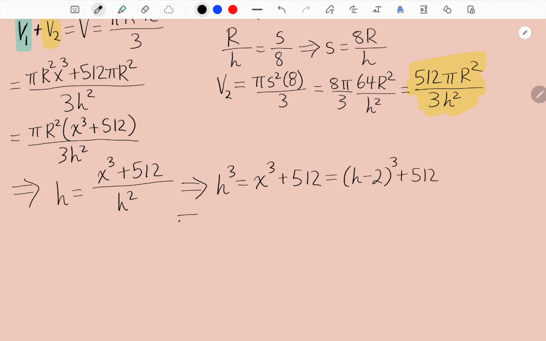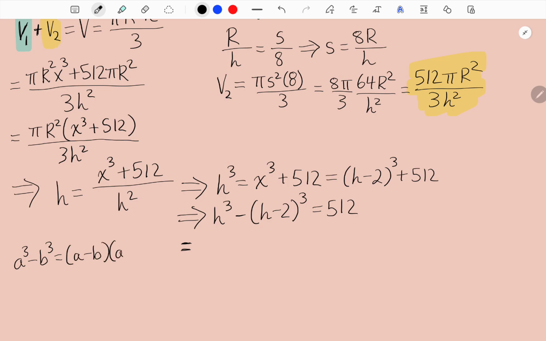What does this imply? This implies that h cubed minus (h minus 2) cubed is equal to 512. Now at this point, you can use the difference of cubes formula, which is a cubed minus b cubed is equal to a minus b times a squared plus ab plus b squared. You could do this.